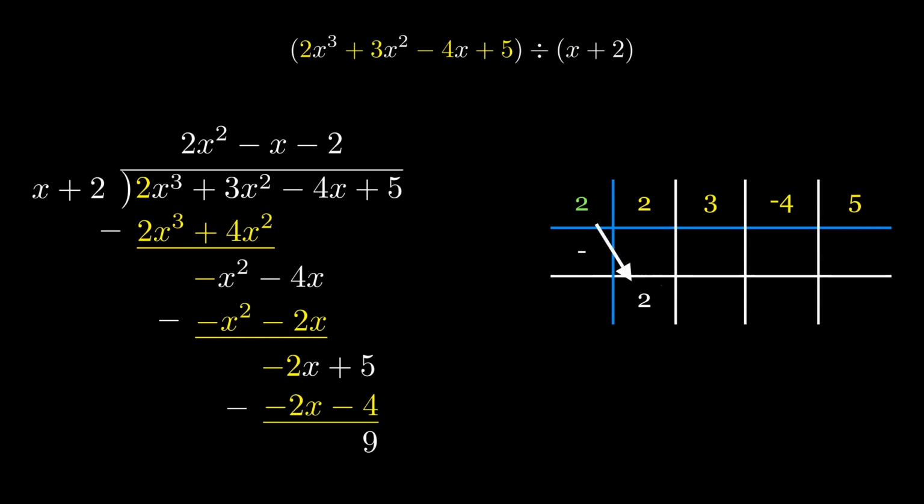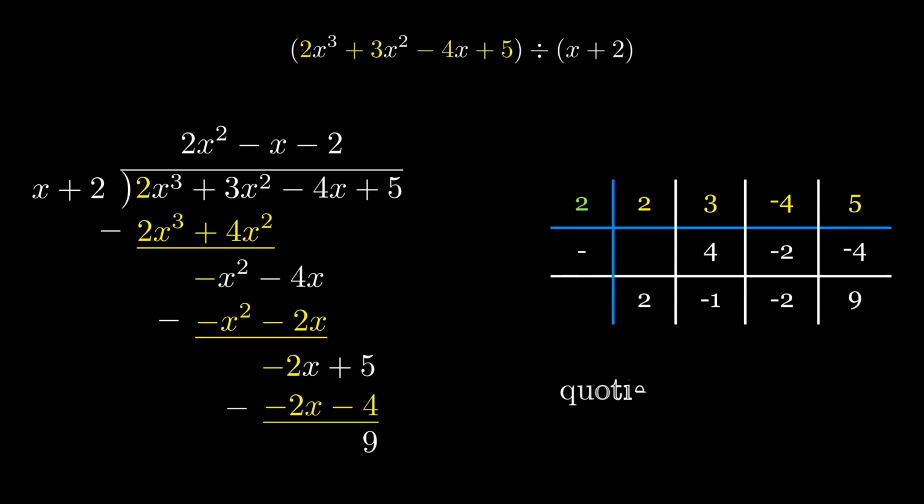Then at each step we would multiply this remainder, which would later become the quotient's coefficient, with 2, green in color, and subtract the result, 4 for the first step, from the next coefficient, 3, as shown. We obtain minus 1, so we repeat the same thing. Then again the same thing with minus 2. And finally we get the remainder 9.